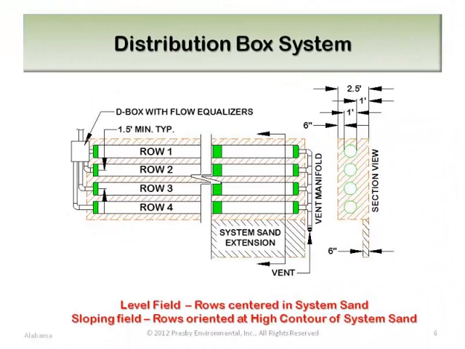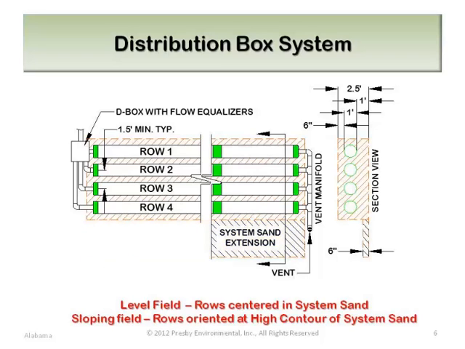The familiar D-box layout is also allowed. The field may be constructed level or sloping. If the field slopes, the D-box must be placed at the highest elevation. The system sand extension should also be placed entirely on the downslope side of the bed.